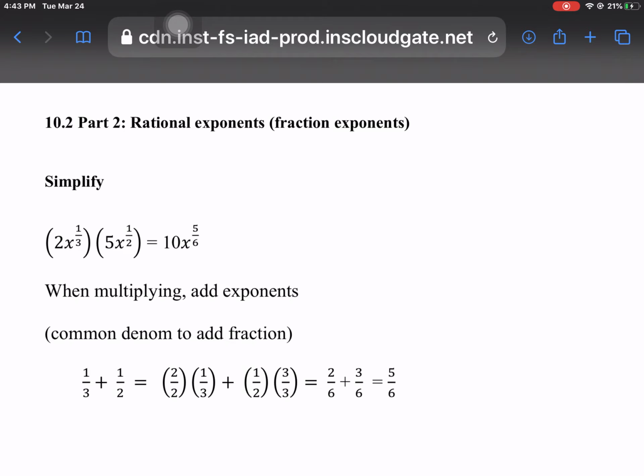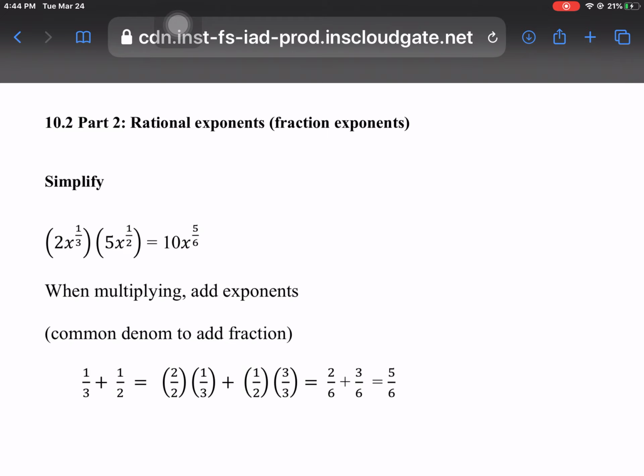So 1/3 and 1/2. 3 times 2 is 6. So that means our common denominator is 6. So for the 1/3, we multiply 1/3 times 2 over 2. For the 1/2, we multiply it by 3 over 3. So we're going to multiply 2 over 2 times 1 over 3. We multiply straight across. 2 times 1 is 2. 2 times 3 is 6. So 1/3 becomes 2 over 6.